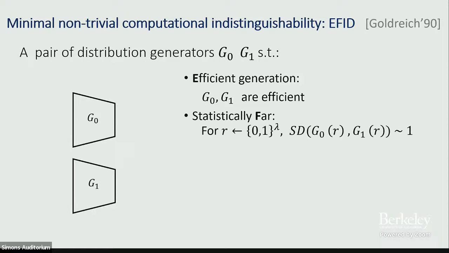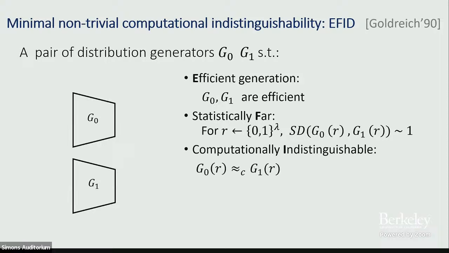and they are statistically far. The distributions that you get when you run them on random inputs have statistical distance close to 1, and they are computationally indistinguishable, in the sense that the distributions you get by applying those two circuits on random inputs are indistinguishable, right? And it turns out that it's equivalent to one-way functions. That's what Oded shows. But it also really feels natural.